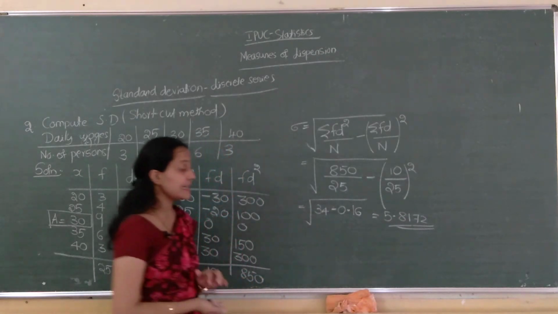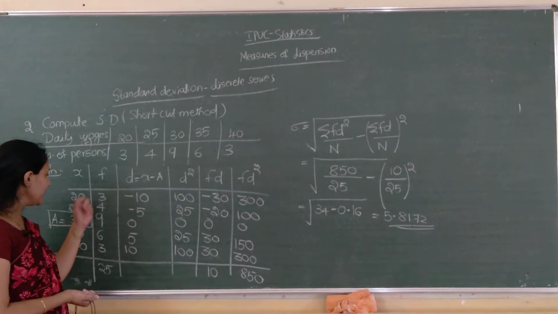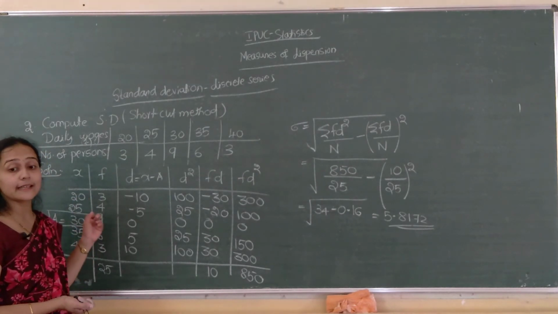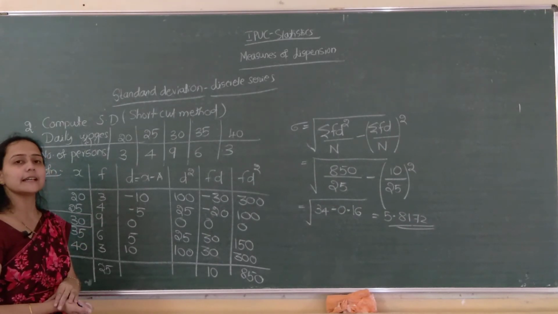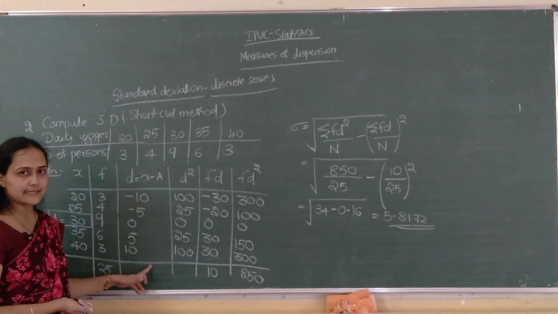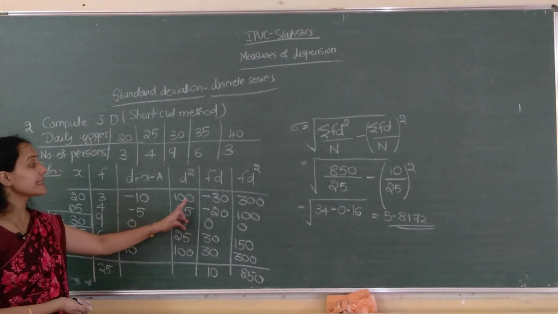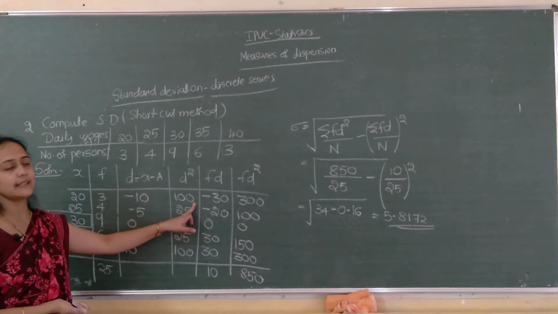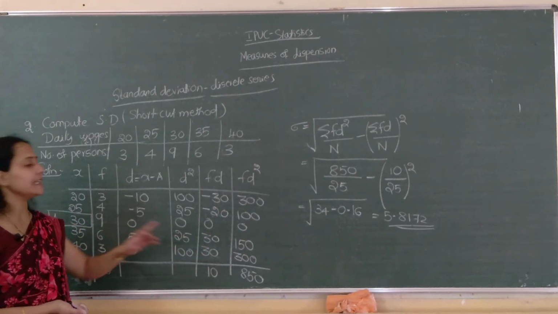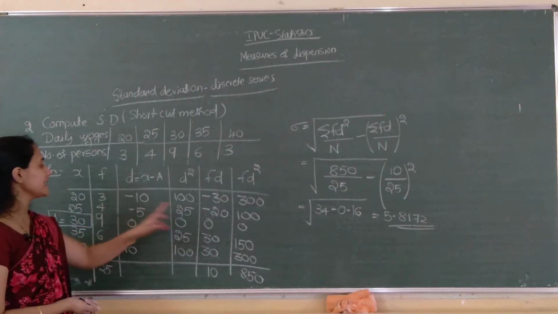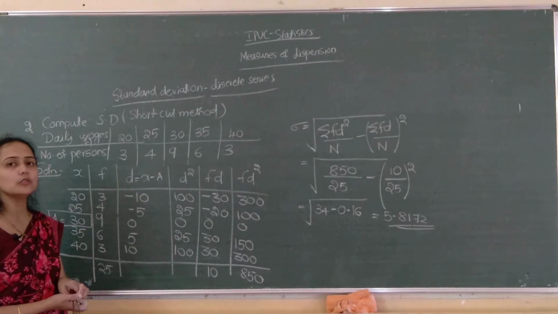So what is the difference here? Here we are taking deviation from one value. Among the x values, one value we are taking as the assumed mean, and we are taking deviation from that assumed mean. You have to put the sign if it is positive or negative. Next, compute its square, that is D square, and its total. Next, F into D. F into D is 3 into minus 10, 4 into minus 5, like that. Last, F into D square.